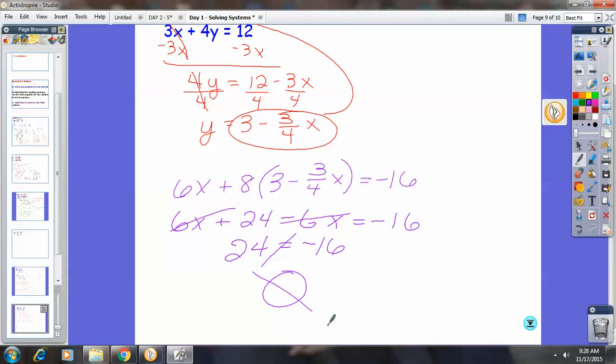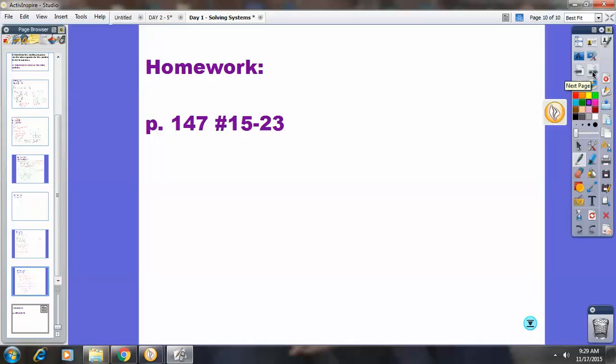So we're solving systems of equations by substituting. This is just one way to solve algebraically. I do have some problems for you to try out of your textbook. Page 147, 15 through 23.